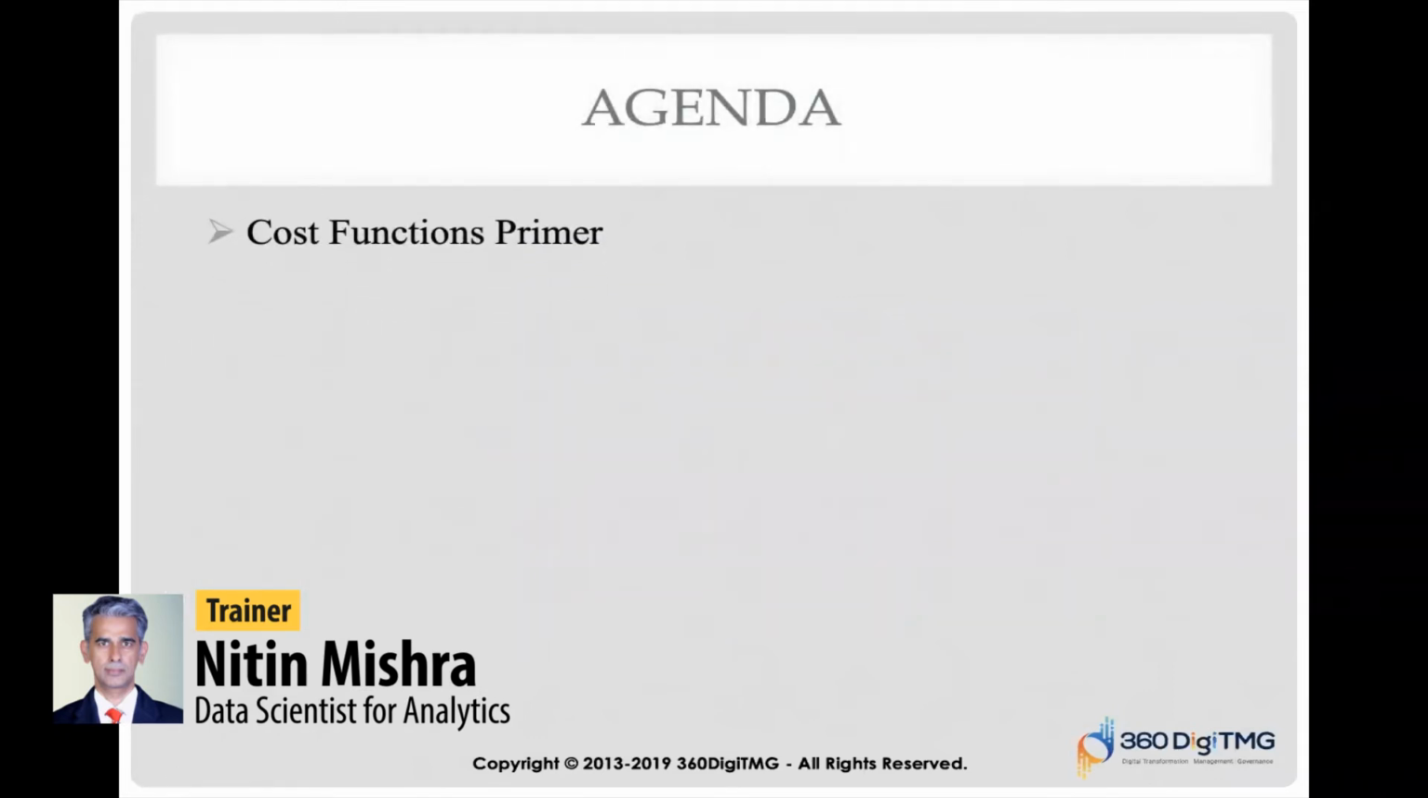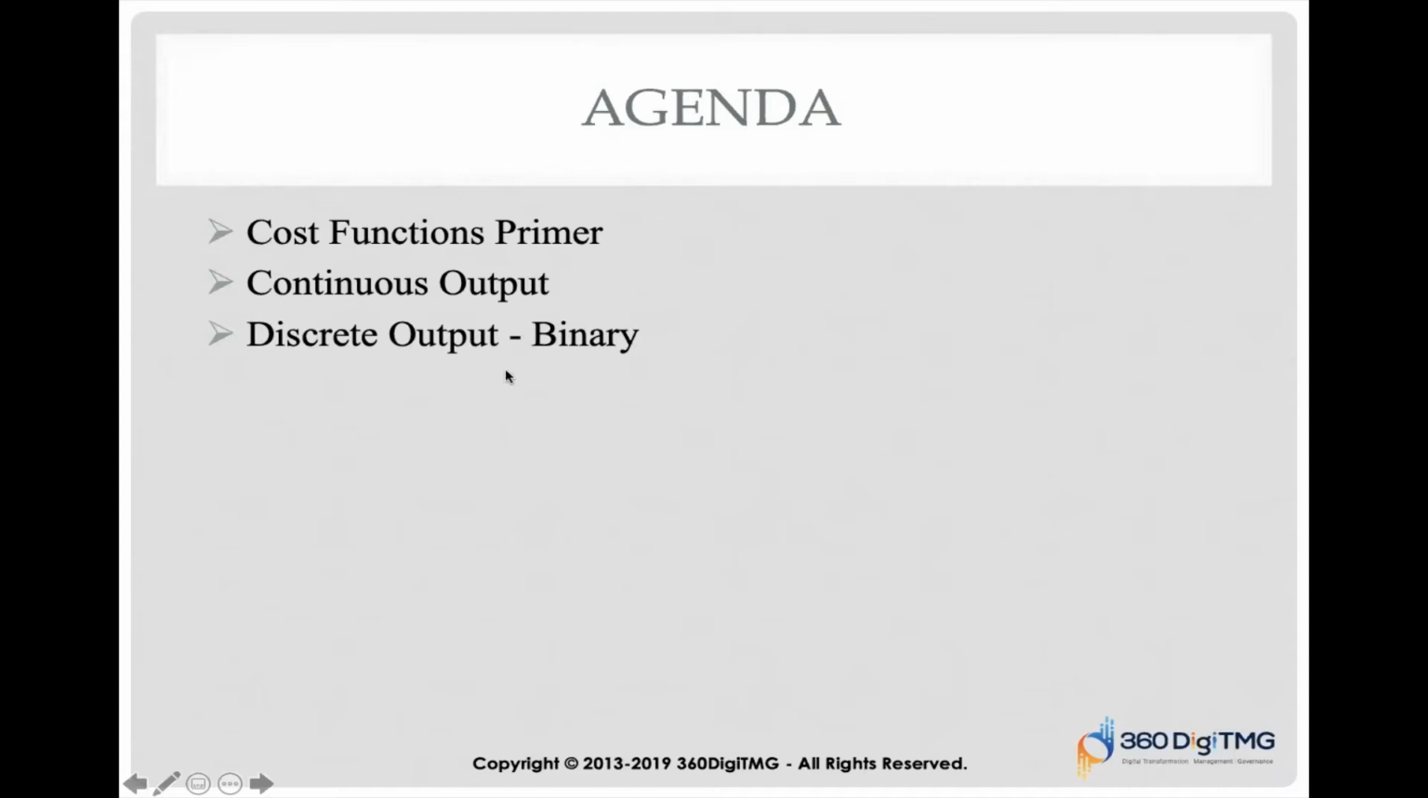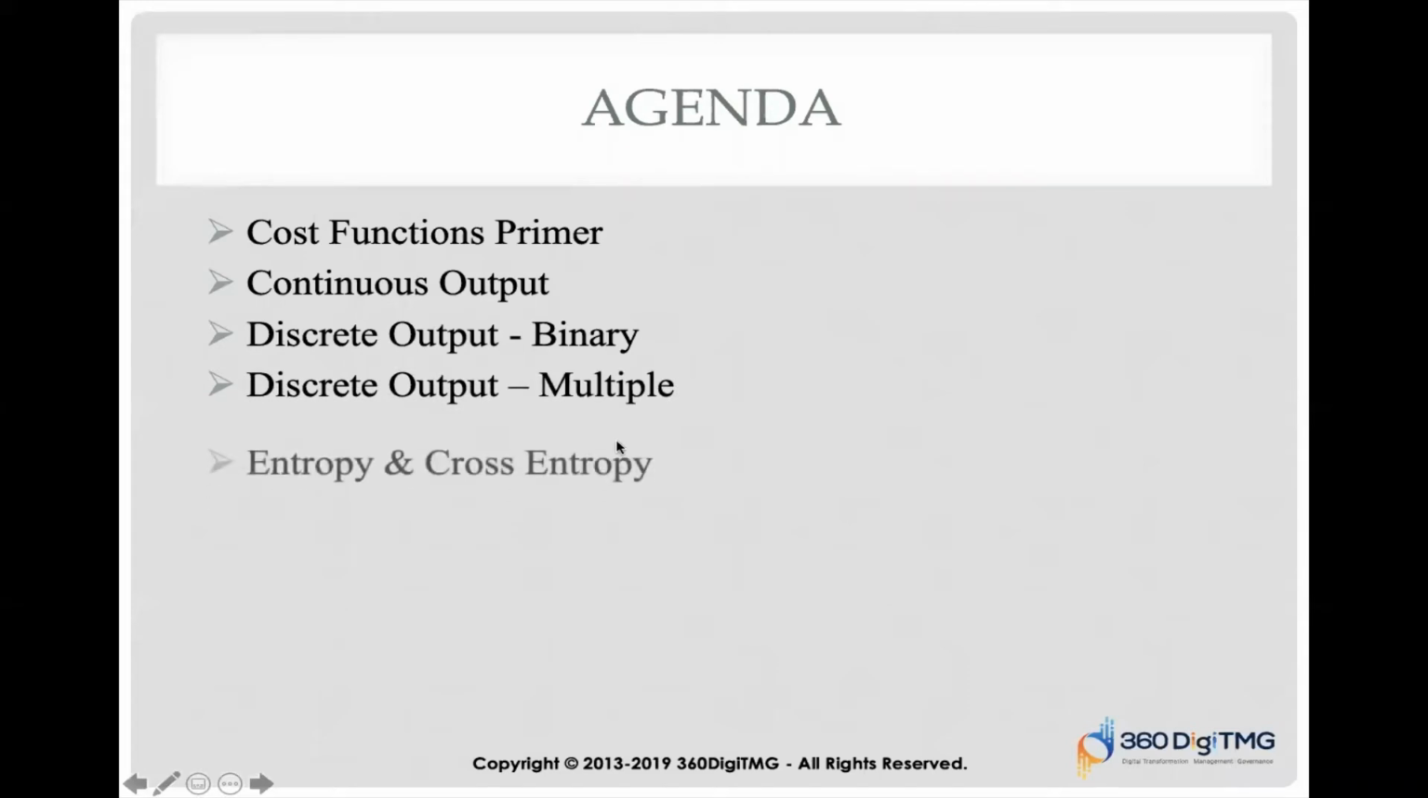This was our agenda. We discussed cost functions, a primer, and how we measure the cost function, error function, or loss function, which all mean the same, when the output variable is continuous. Then, if a discrete output variable exists which is binary in nature, how do you measure the accuracy or error? How do we handle multiple discrete outputs?